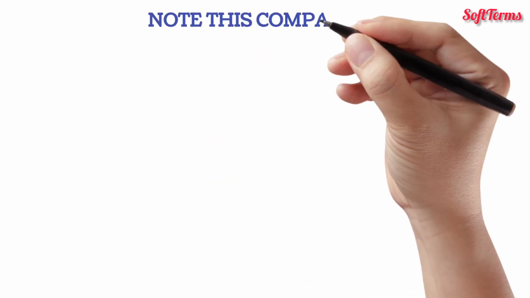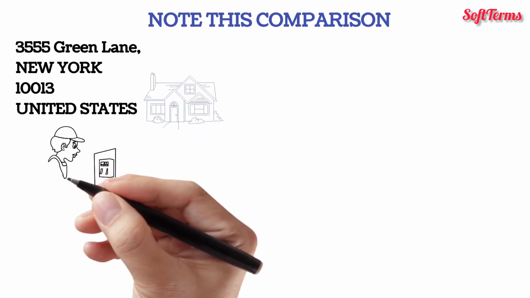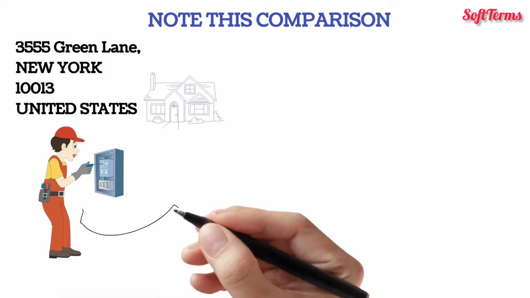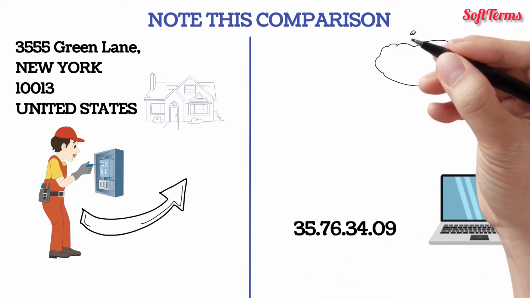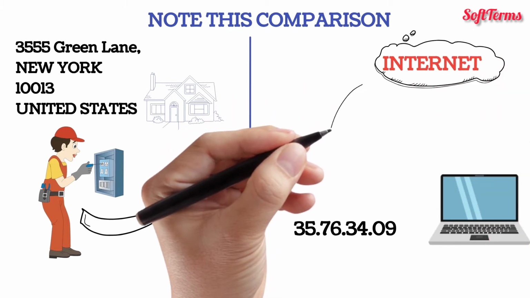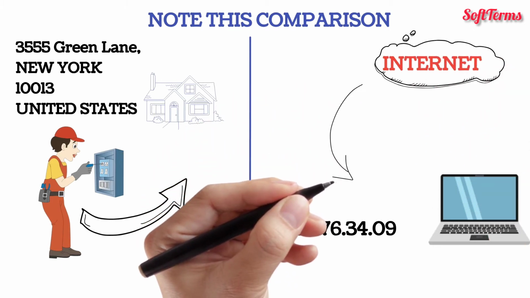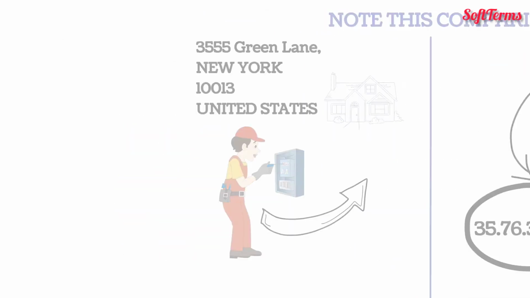Note this comparison. This is your home address, which is identified by your area postman, and you get all the things delivered at this address. Similarly, this is your computer address, which is identified by a computer in the internet, and you get all the downloads available at this computer address. This address is the IP address of your computer.